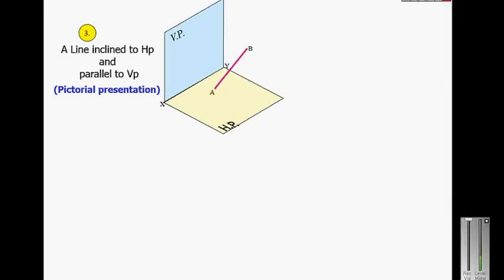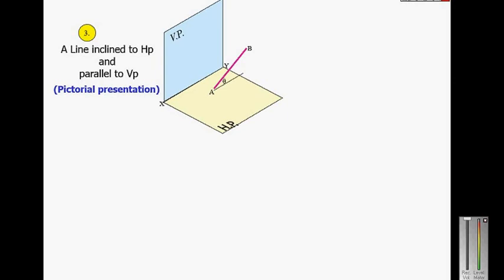So this is a line AB. This line AB is inclined at an angle of theta. The length of the line AB is called a true length. The angle made by the line AB with HP is called a true inclination. So if the true length makes an angle, then that inclination is called a true inclination. So theta is called a true inclination with HP.